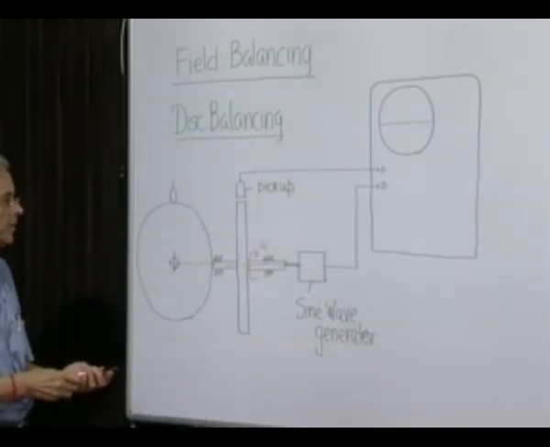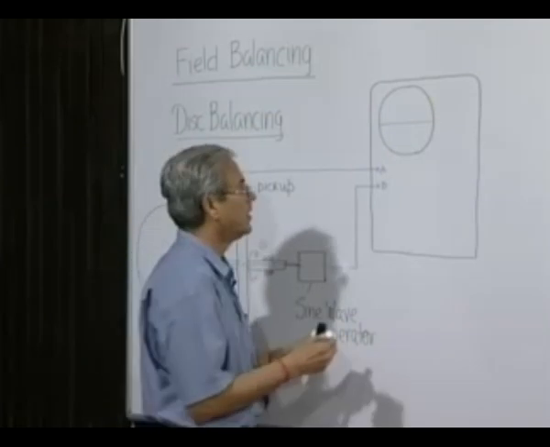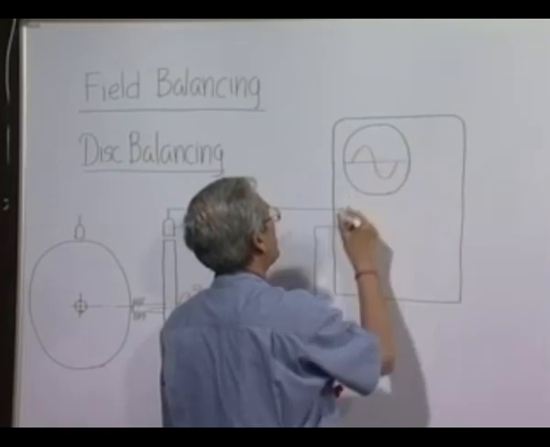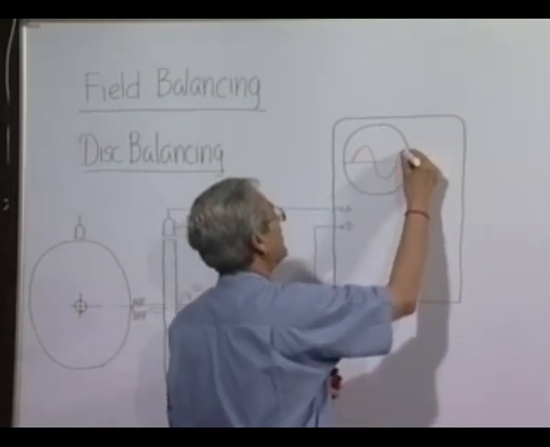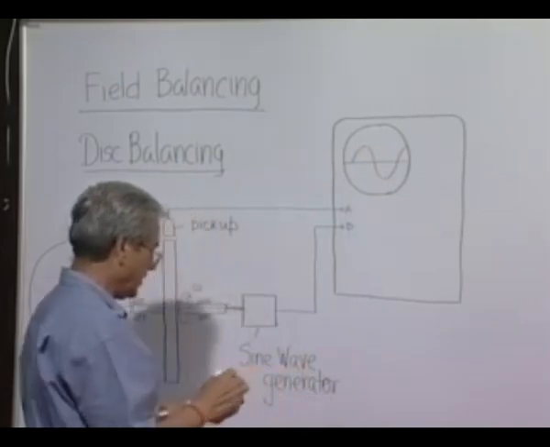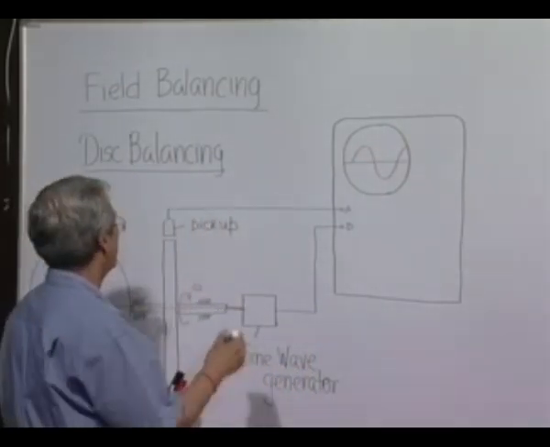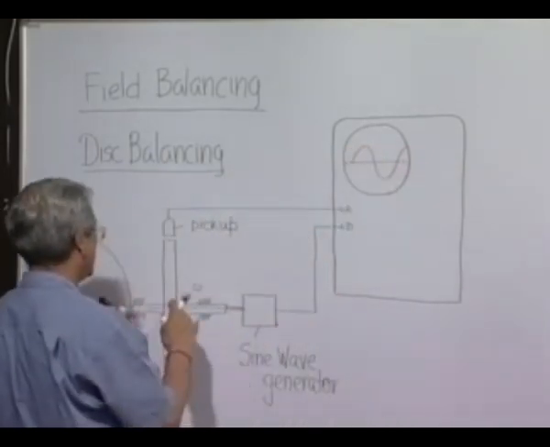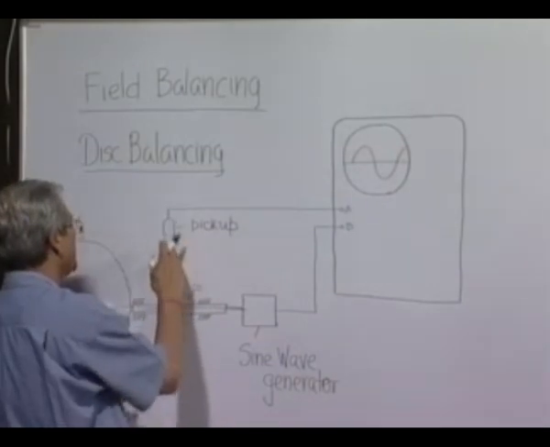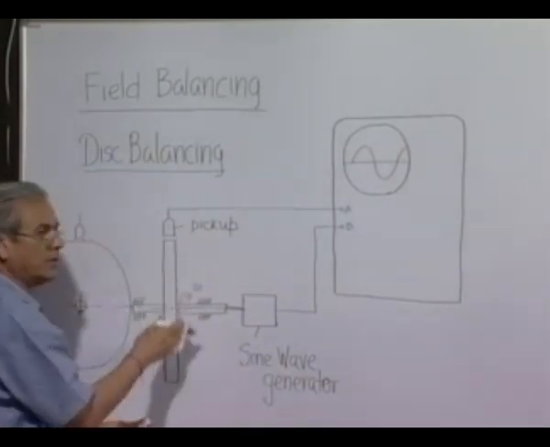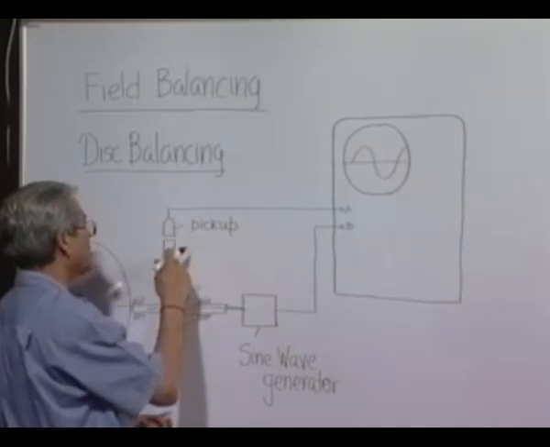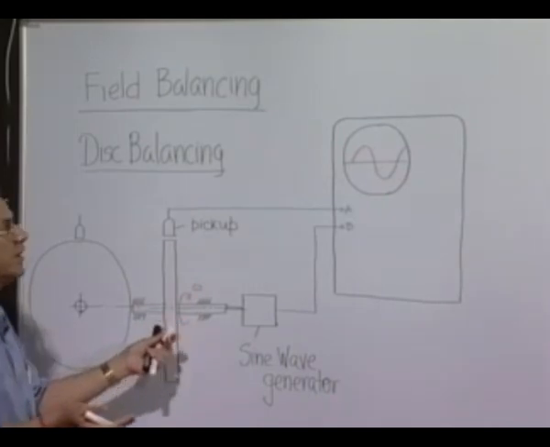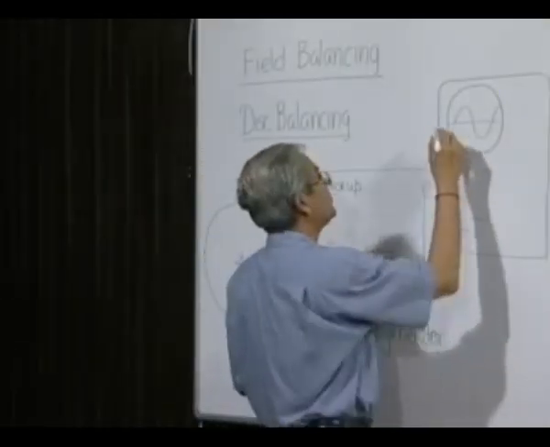So, now what will happen? Say a sine wave generator generates a sine wave continuously, and this pickup, say for example, gives a vibration. Of course, remember, since in steady state the frequency of this vibration will also be the same as the speed of rotation, because the exciting force is nothing but the centrifugal force generated by the rotation. So, they will have the same frequency, but they need not be at the same phase.